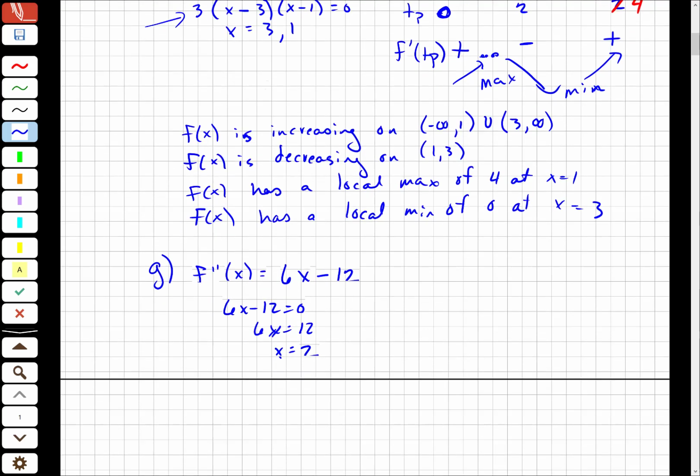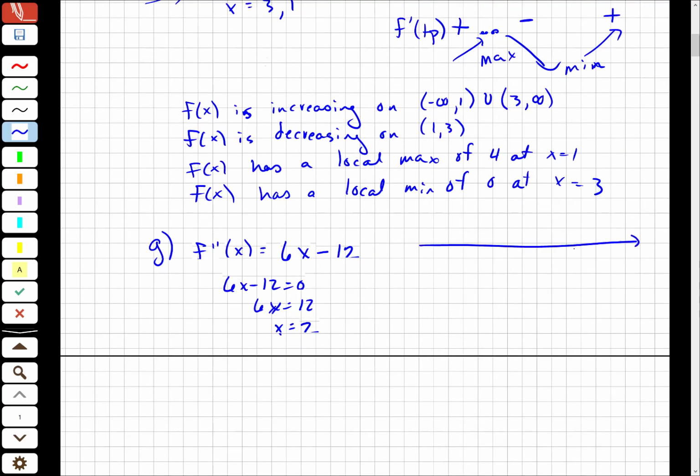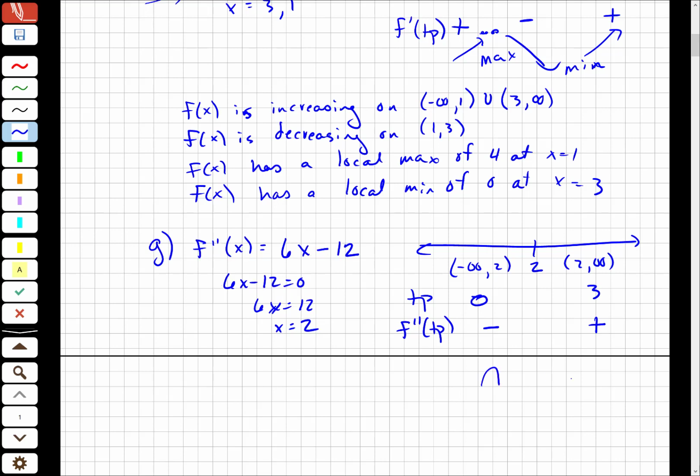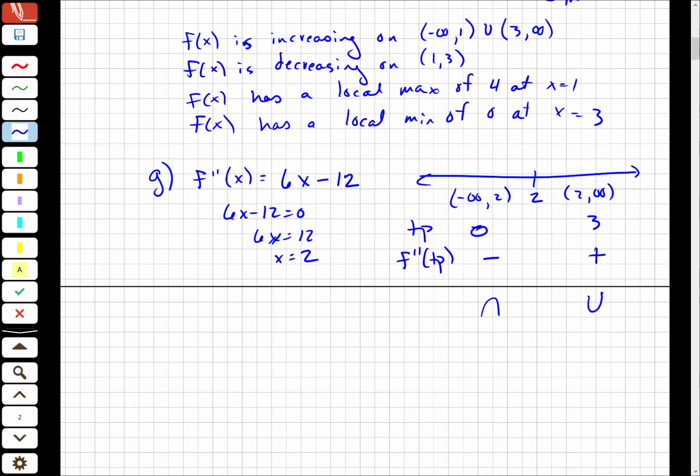Yes? So, and again, I'm going to test 2. This really represents the interval from minus infinity to 2 and 2 to infinity. I pick a test point. So here I'm going to pick 0. Here I'll pick 3. And I plug the test point into the second derivative. So the second derivative at 0 is negative, and at 3 it's positive. So really I have a concave down here and concave up here. And this means 2 is the point of inflection.